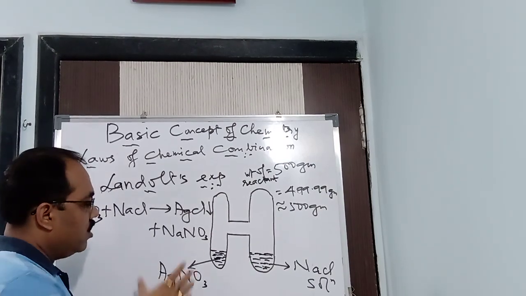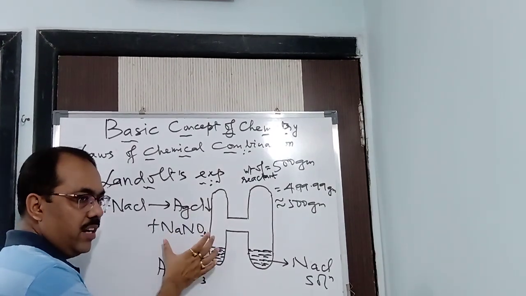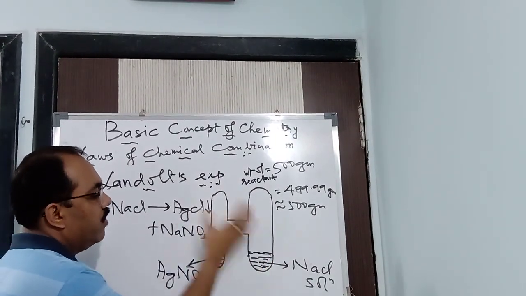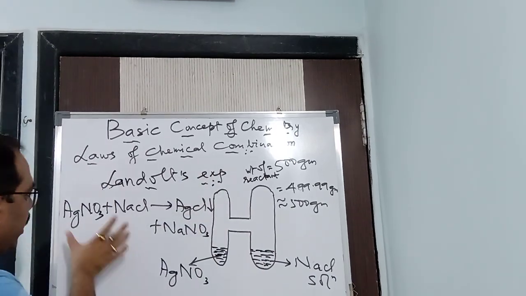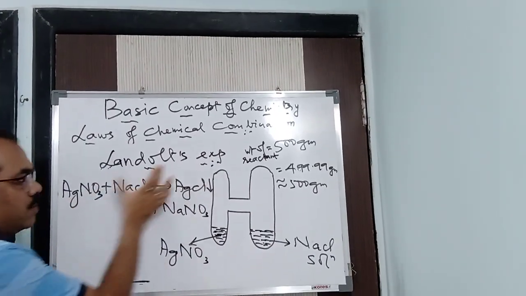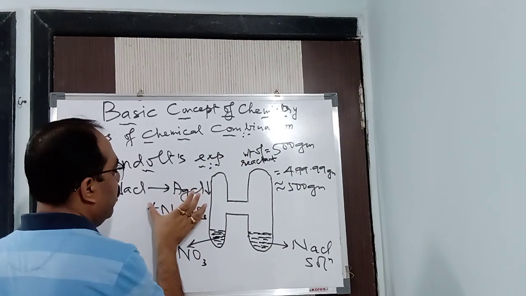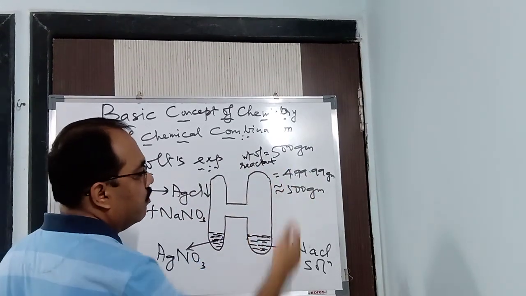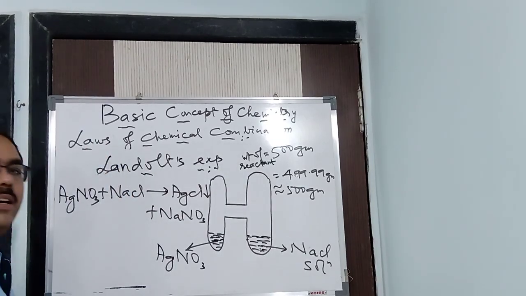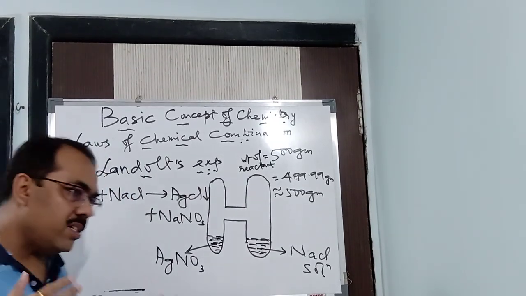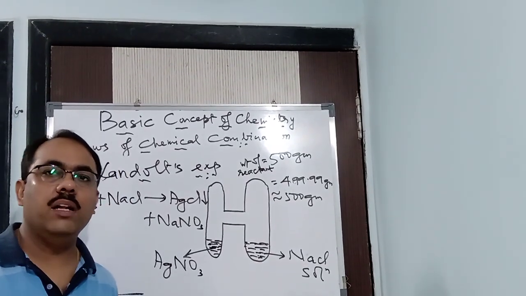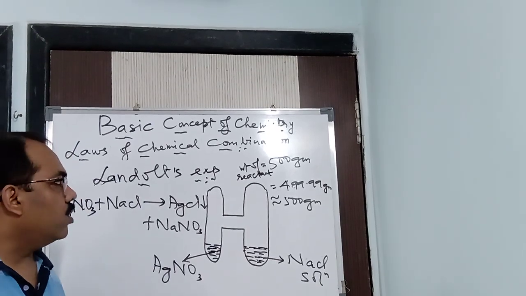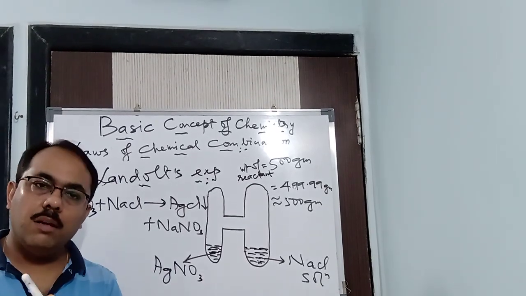It proves that the total weight of the reactant before the reaction is equal to the total weight of the product at the end of the reaction. Total weight of the reactant before the reaction was 500. Total weight of the product at the end of the reaction is 499.99. We can consider it to be 500 grams. So, from this Landolt's experiment, it has been verified that the total weight of the reactant is equal to that of the product.